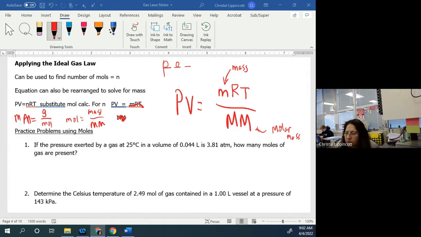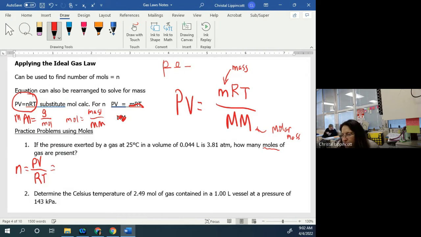All right, we've got pressure given to us. We're trying to solve for moles. So in this equation, PV equals nRT, what value are we solving for? N. Yep. So N is going to equal PV over RT. Do you see what I did? I divided both sides by RT to isolate N.